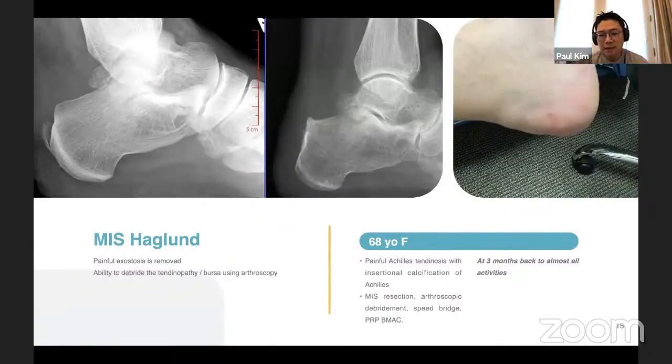So this is just another case. It's a 68-year-old female who had a painful Haglund deformity with insertional calcific Achilles tendinosis. So she underwent debridement with the MIS burr. She had the SpeedBridge repair. We also did BMAC and PRP. And at 3 months, she was pretty much back to all activities. And again, this is about getting patients back to living their lives functionally without pain.